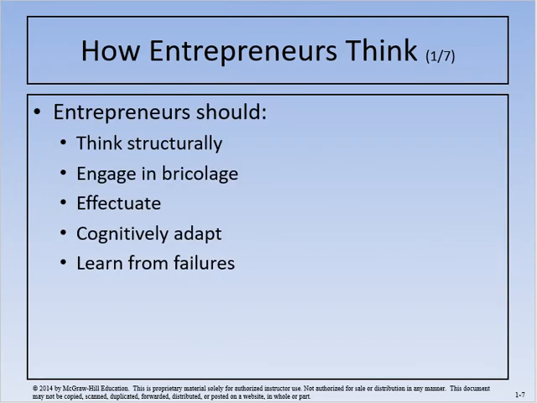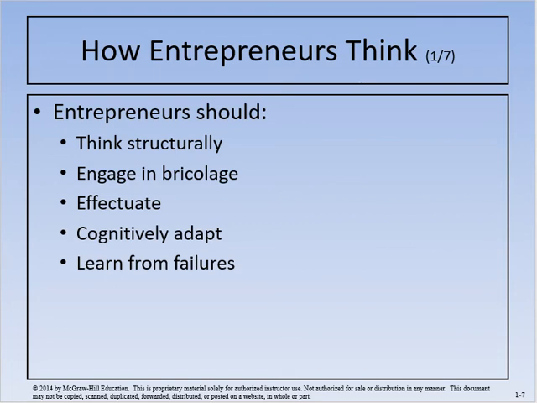Okay, next, how entrepreneurs think. Basically, entrepreneurs should have these five ways of thinking. Firstly, think structurally. Secondly, engage in bricolage. Third, effectuate. Fourth, cognitively adapt. And number five, learn from failure.